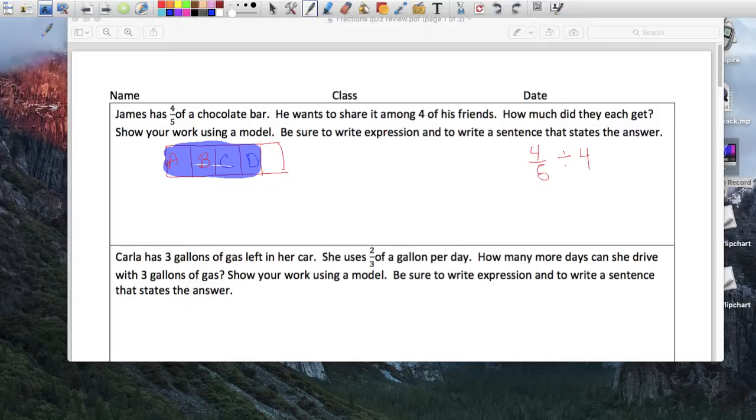Quiz review. Move this over. That's wrong. Okay, here. So James has 4/5 of a chocolate bar. He wants to share it among 4 of his friends. How much do they each get?